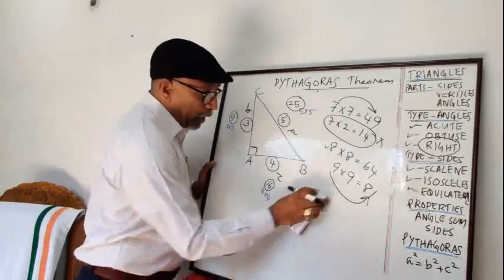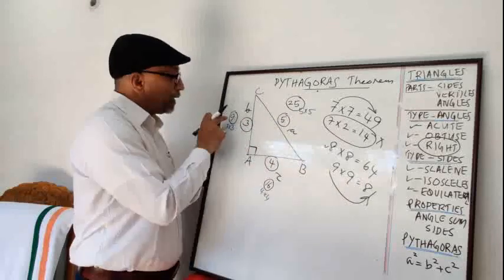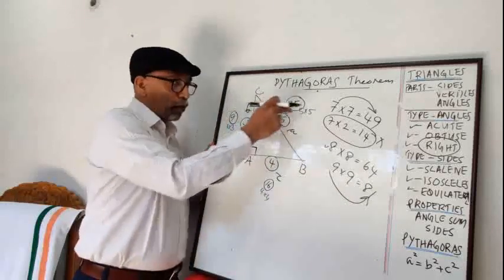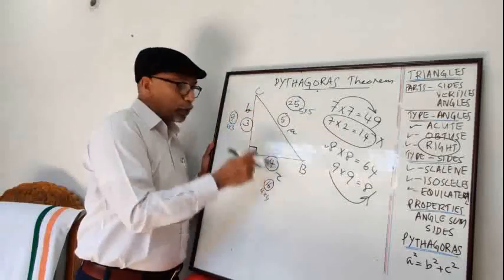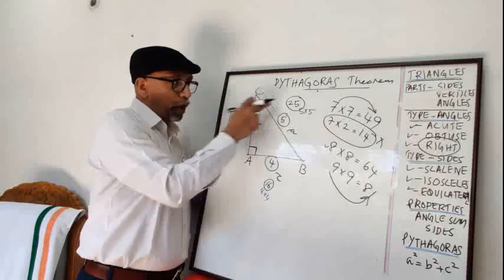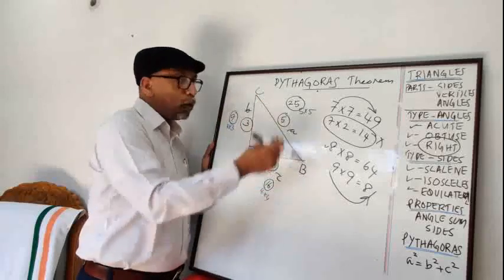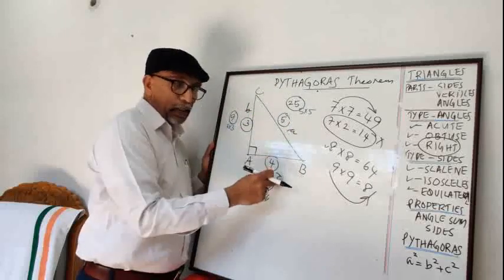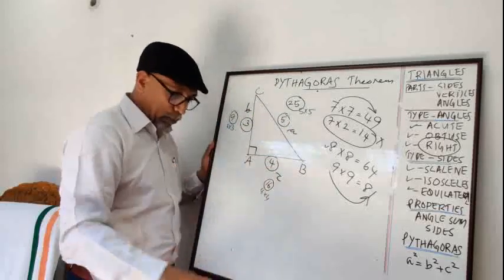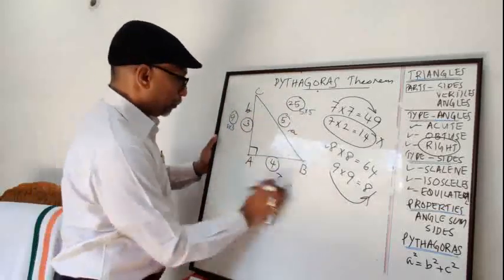Now, if I ask you how to find this 9 from 25 and 16, this is a smaller number. So you have 25 and 16. What will you do? 5 square minus 4 square. I will come to that in a little more detail.